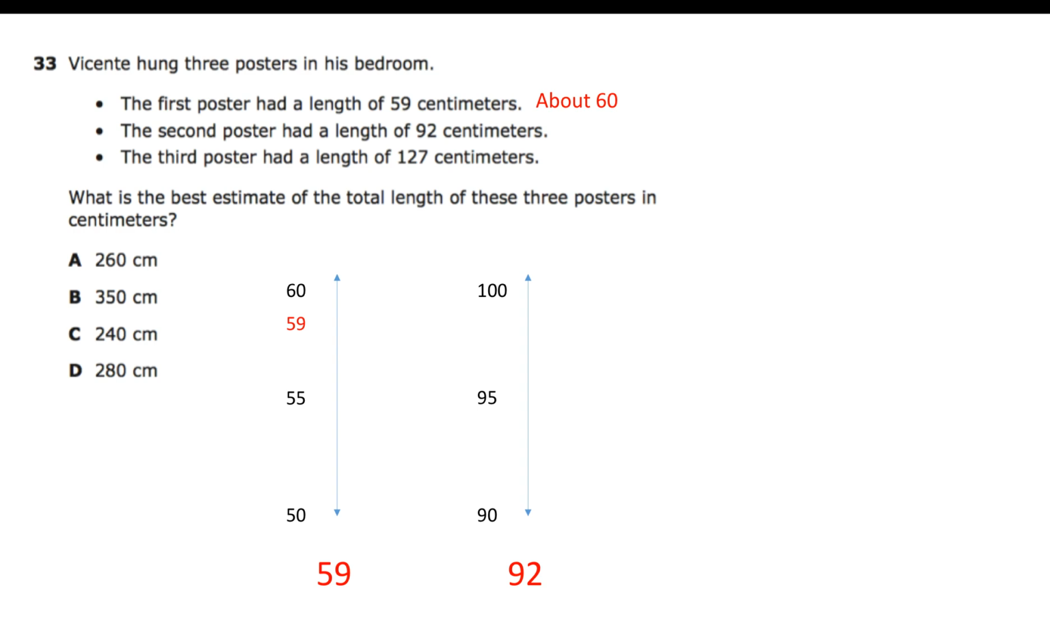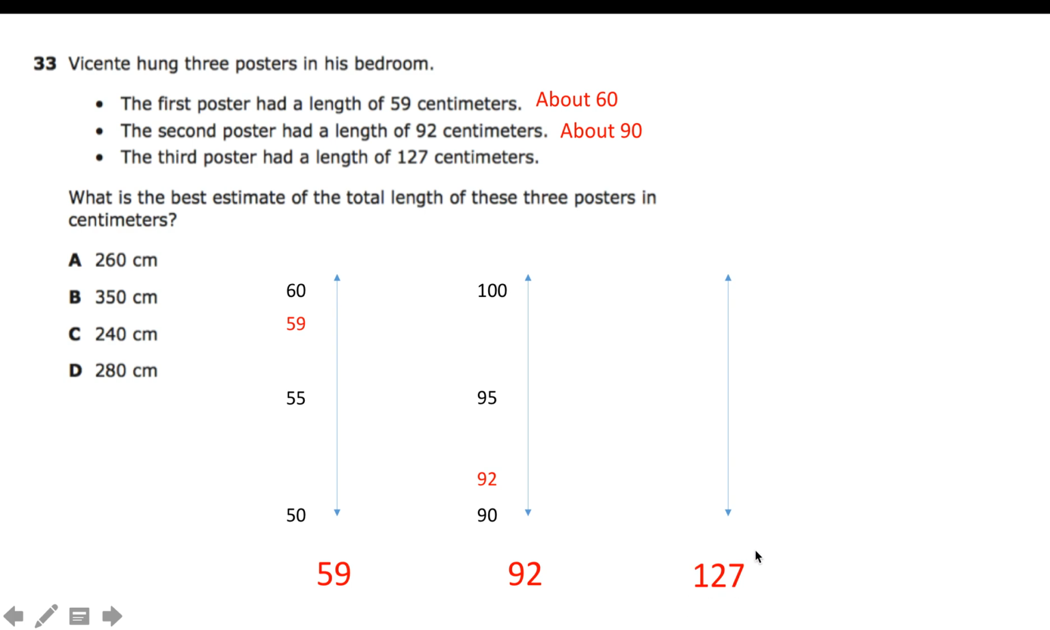Where are we going to put 92 on the vertical number line? Will you put it below or above 95? We'll put it below 95 because it's closer to 90. So we know that 92 rounds down to 90. So we can say that 92 is about 90.